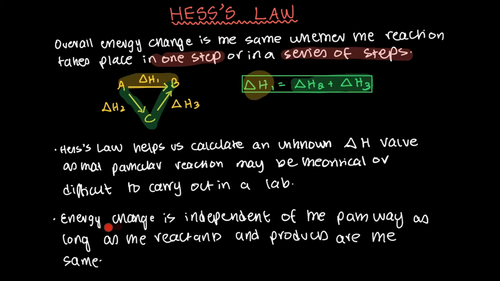Now whatever energy change takes place, it's going to be independent of the pathway as long as the reactants and the products stay the same. So if your reactants are the same and the products are the same, and if you're taking one step or you're taking 10 steps, the overall energy change will not be affected. It's going to be independent and it will stay the same for both cases.